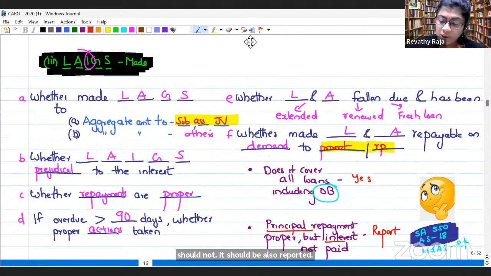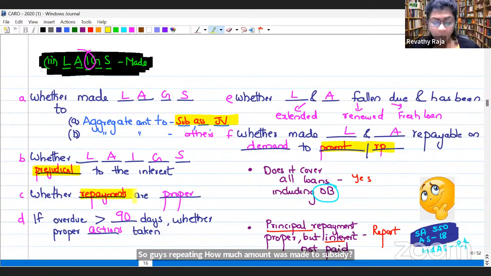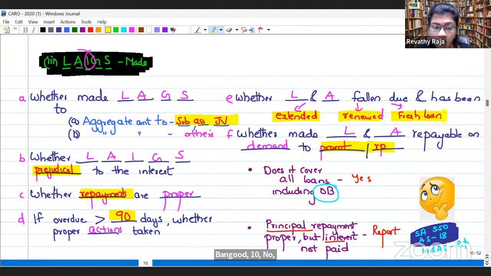So guys, repeating: how much amount was given to subsidiary, associate, JV, other? Whether terms are prejudicial, adverse. Repayment proper, 90 days. You relate 90 days with the bank audit chapter, bank audit NPA norms. Now, loans whether extended, renewed, fresh loans, and finally, loans made to promoters and related party. So that's why this is sitting here.